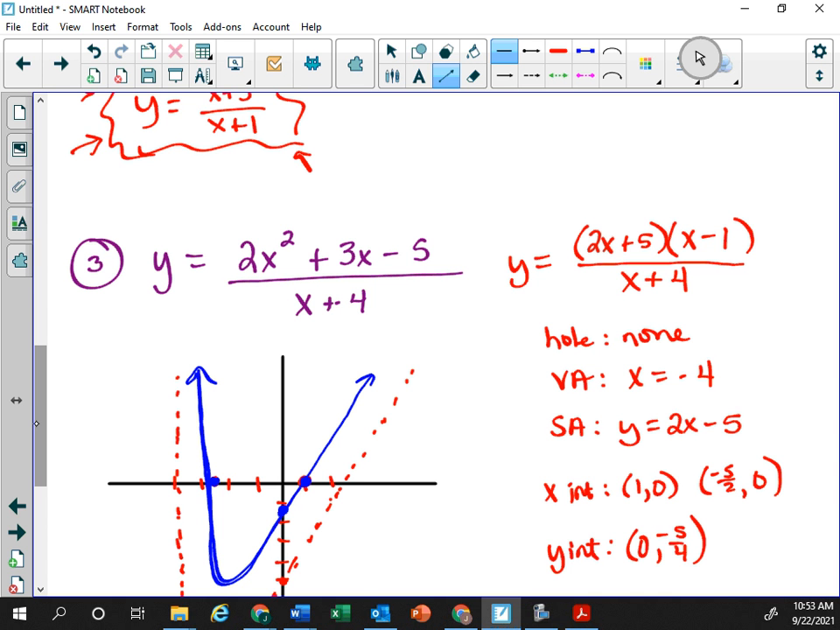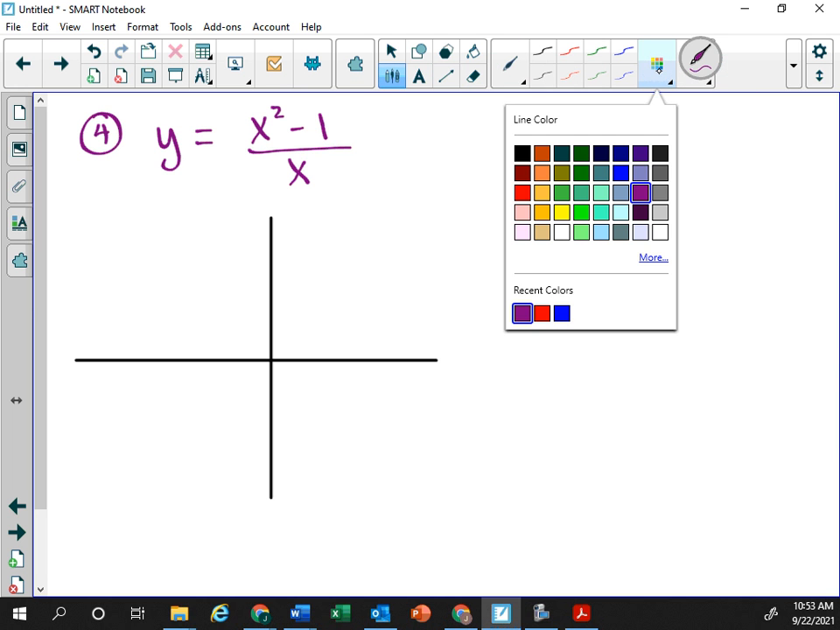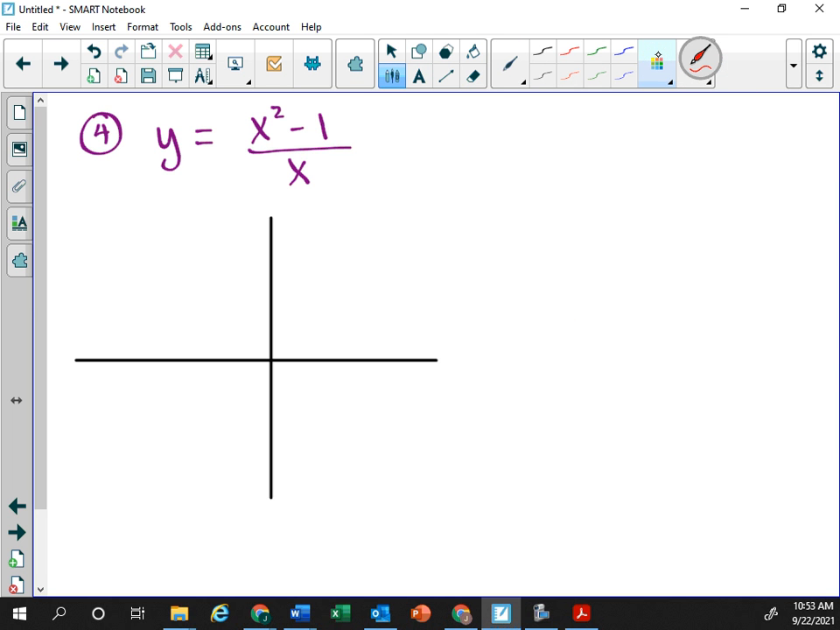All right, guys, let's go through it. Okay. So we can factor. All right, we don't have any poles in this one. We do have a vertical asymptote at x equals 0.